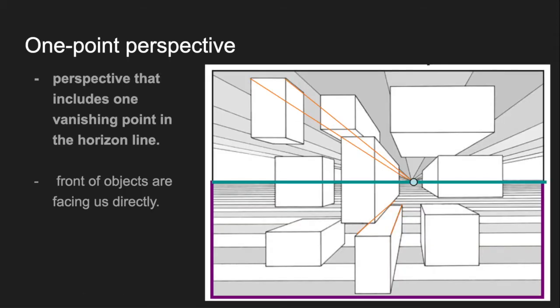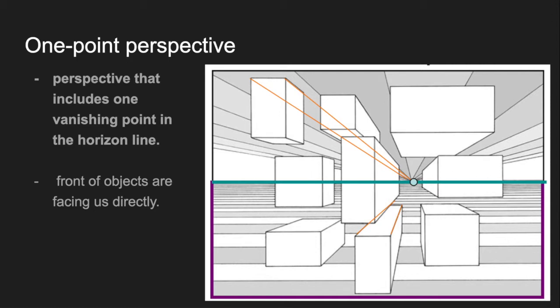So there are three categories of linear perspective, and the first one is one point. One-point perspective is probably the easiest one to understand and to draw. This is a linear perspective that includes just one vanishing point near the horizon line. You can also tell that something is in one-point perspective if the front of an object is facing us directly.